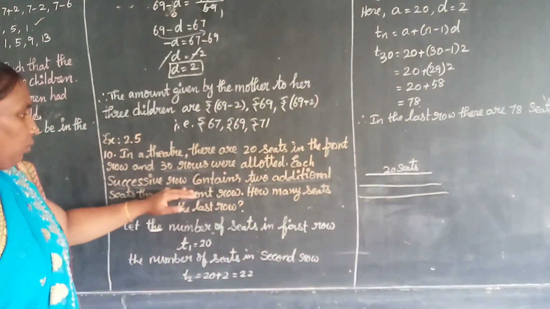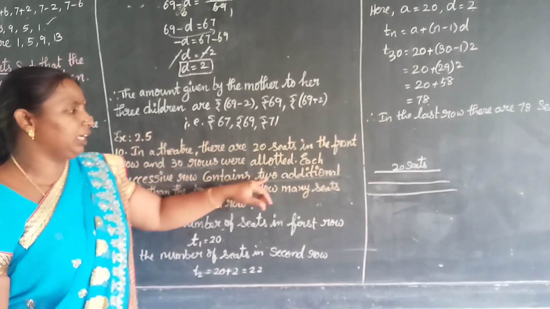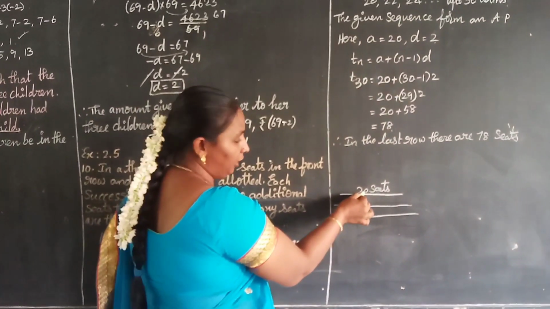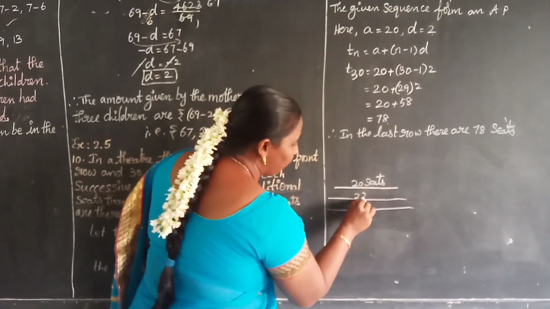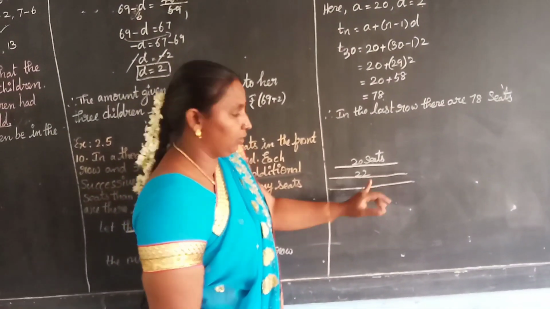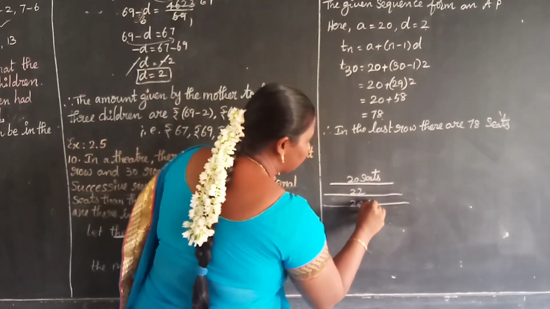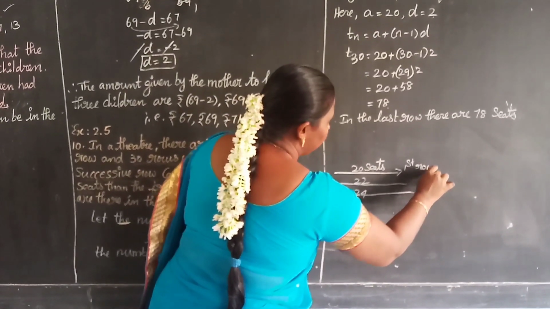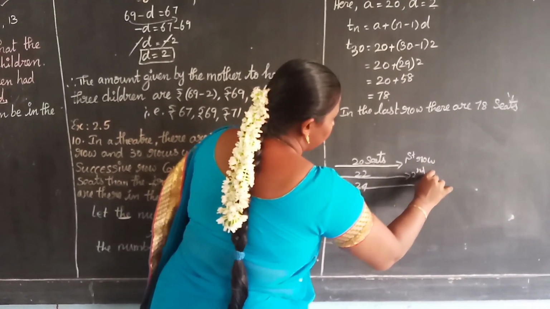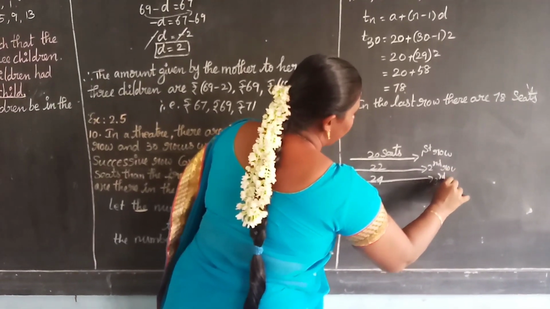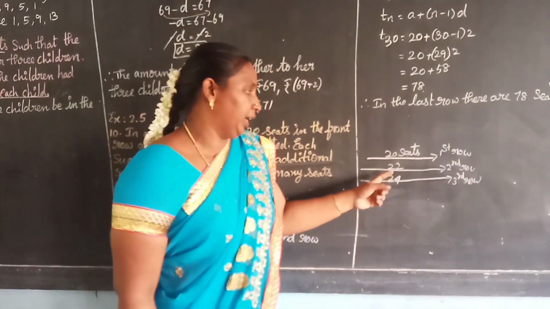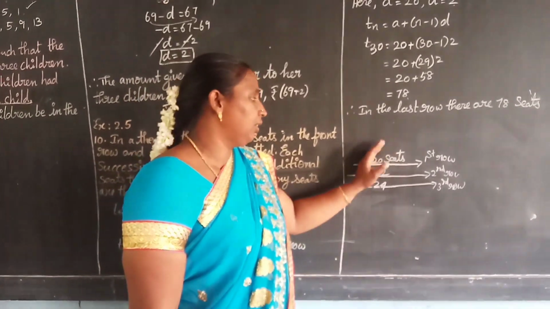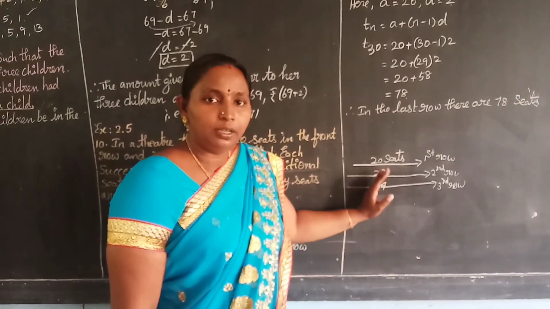In each successive row, they given contains 2 additional seats. That is, if you have 20 seats in the front row, then 2 additional seats, now you will get 22 seats in the second row. Next means you have 24 seats in the third row. So this is the front row, means first row. Okay, this is the second row. And then this is the third row. Observe this, increasing 2 by 2, so then 20, 22, 24. Like that it is increasing. It is in AP, arithmetic progression.